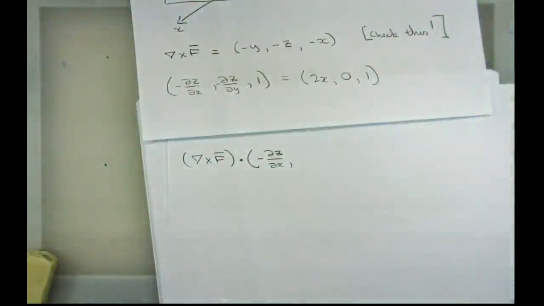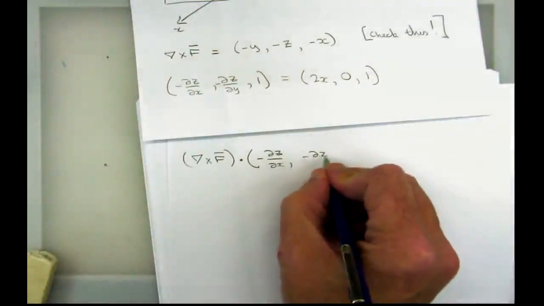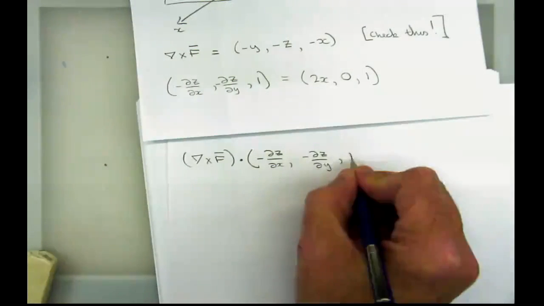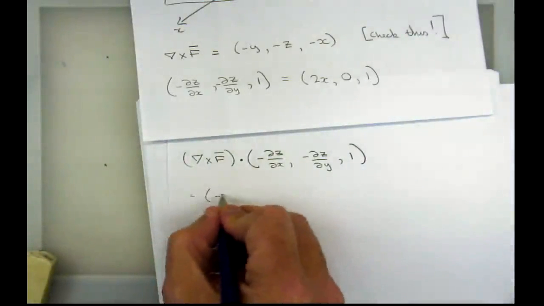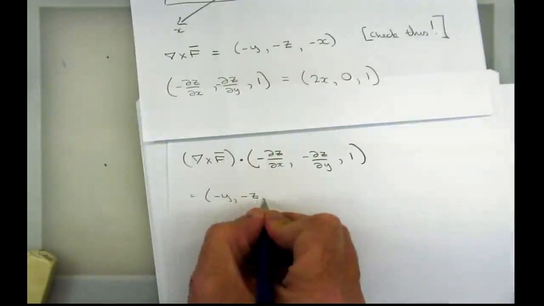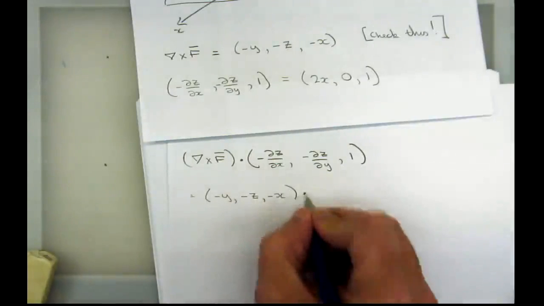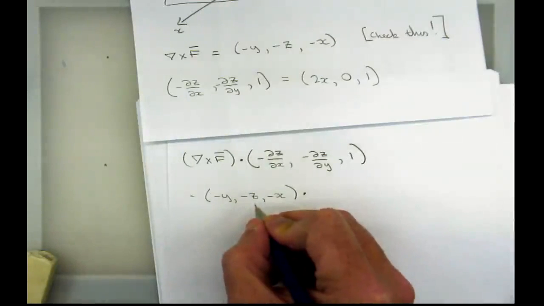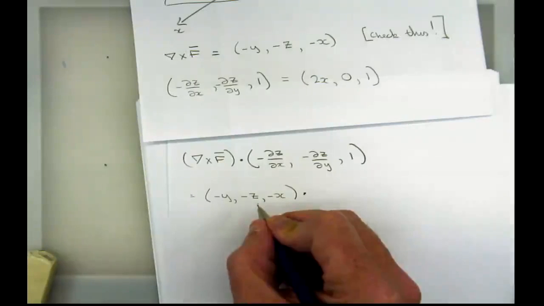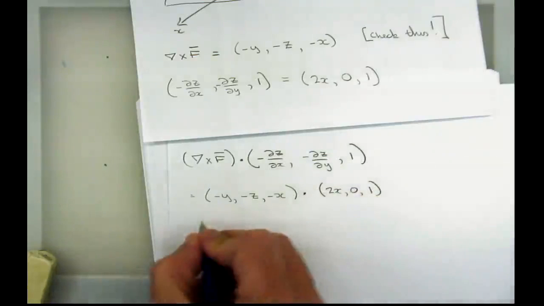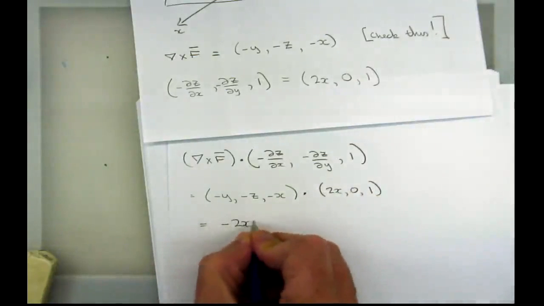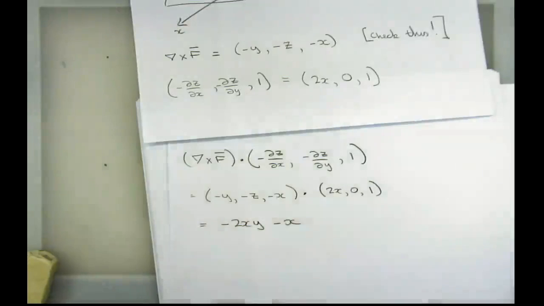Right? So what have I got? Now, technically, I should get rid of this z. I should replace this with 1 minus x squared. But I don't need to, right? Because it's multiplied by 0. That's why I didn't bother.